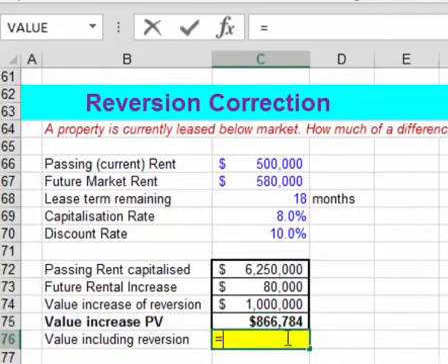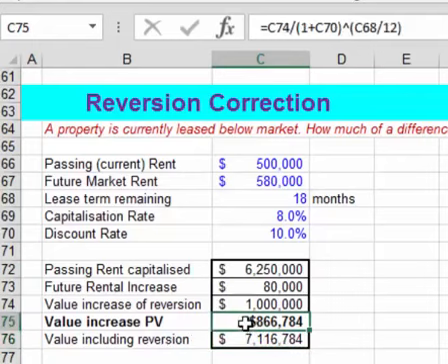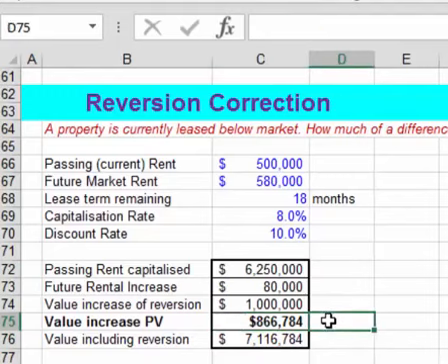and so the total value of the property is the $6.25 million plus the $866,000, and that gives us a value including reversion of $7.1 million. So that's a fairly simple little calculation. The present value calculation here is the only tricky part. I'll show you a different way of calculating that, which uses the Excel built-in functions.